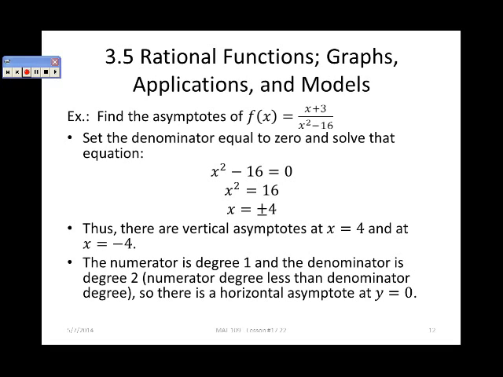Since we have one there, there's no others. There's one horizontal asymptote at that point. So we have 3 asymptotes. 2 of them are vertical, and 1 of them is horizontal. That's all that this has. This function has 3 asymptotes. All this is asking for is find the asymptotes. For this type of question, the answer is a vertical asymptote at x equals 4, a vertical asymptote at x equals minus 4, and a horizontal asymptote at y equals 0. All 3 of those things. That would be the answer for this question.